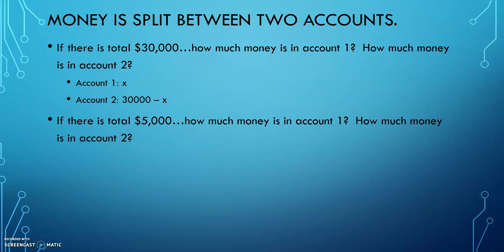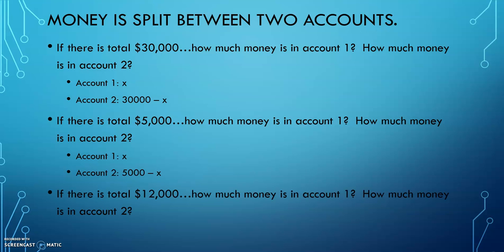If there is a total of $5,000, how much money is in account 1, and how much money is in account 2? Account 1 has x dollars. Account 2 will have 5,000 minus x dollars. If there's a total of $12,000, account 1 has x dollars and account 2 has 12,000 minus x dollars.